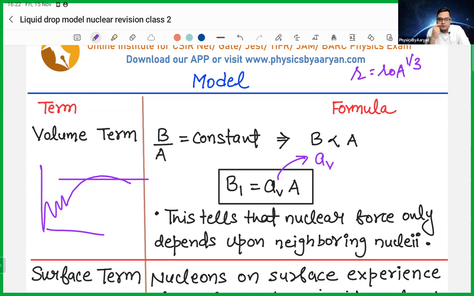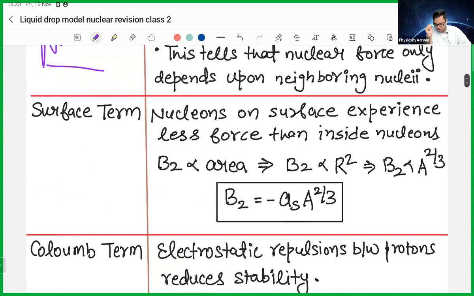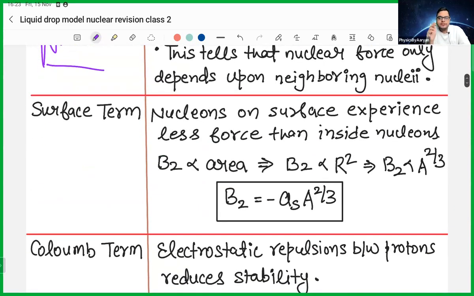So before I go to the second term, any doubt till this point? Anyone? Okay, now we go to the surface term. So the second observation which was made was about the surface.